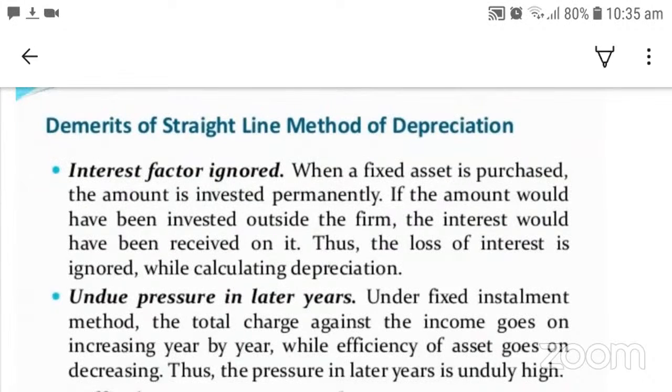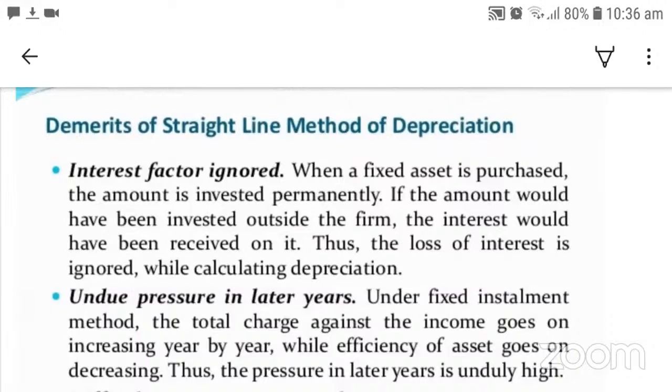One more is that the interest factor is ignored. When a fixed asset is purchased, the amount is invested permanently. If the amount had been invested outside the firm, interest would have been received on it. Thus, the loss of interest is ignored while calculating depreciation. Asset purchase means we pay the amount, and that amount is invested permanently in that asset only. We can't invest that amount in some other business and we can't get interest on that amount.